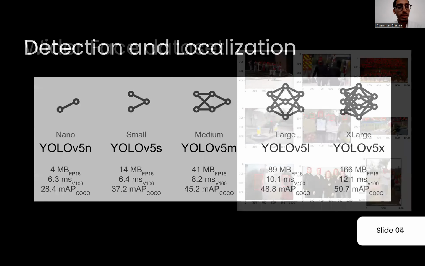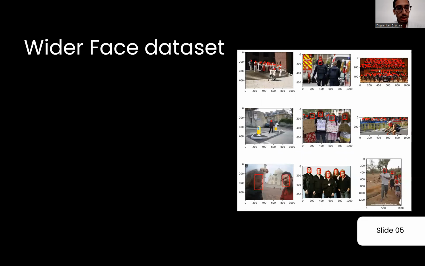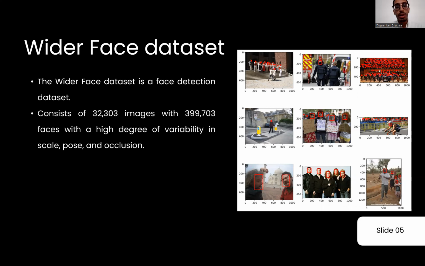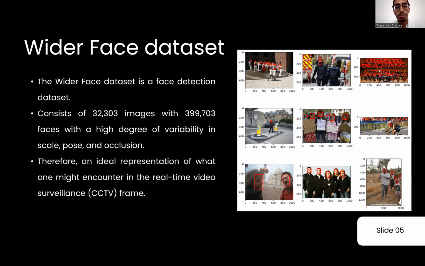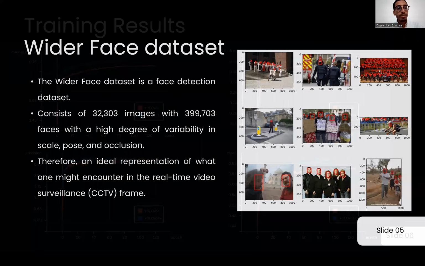Now, the wider face dataset is a face detection dataset. It consists of a large number of images and with high degree of variability in scale and pose. Therefore, it provides an ideal representation of what one might encounter in real-time CCTV footage, and thus it will help us to train a robust model for face detection.